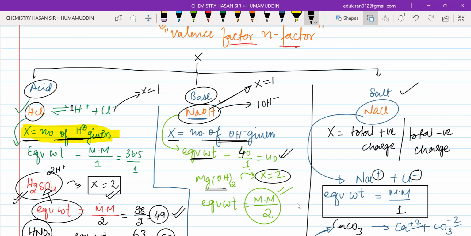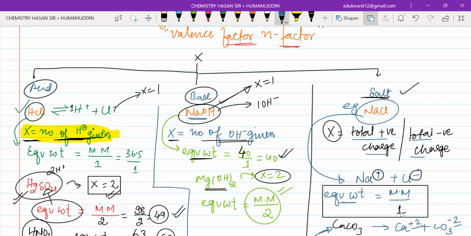Now, if it is salt, NaCl, then X will be equal to, NaCl is an example of salt, X will be equal to either total positive charge you can take or total negative charge. So if you are going to dissociate it, then you will be looking at this Na+ Cl-. You can take any one of them because they will be numerically equal. So equivalent weight of NaCl will be equal to molar mass upon X.